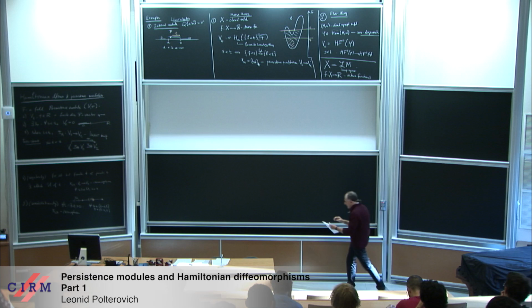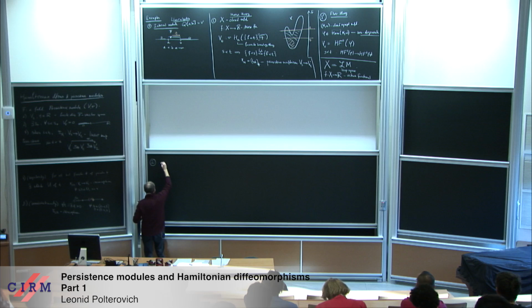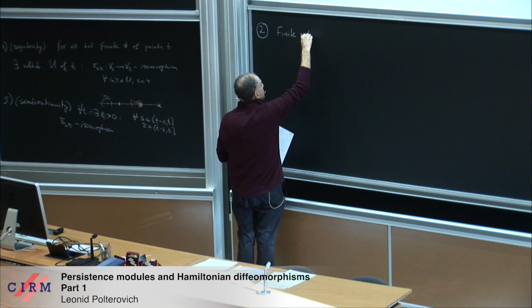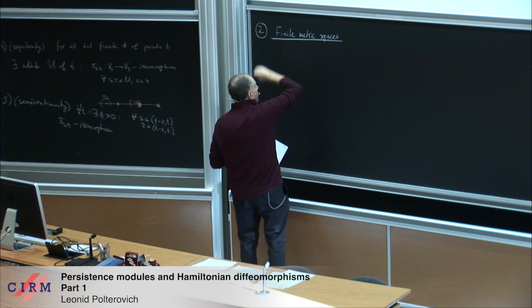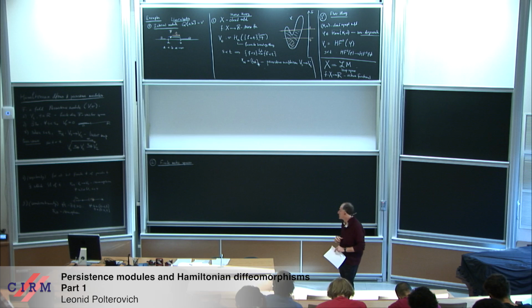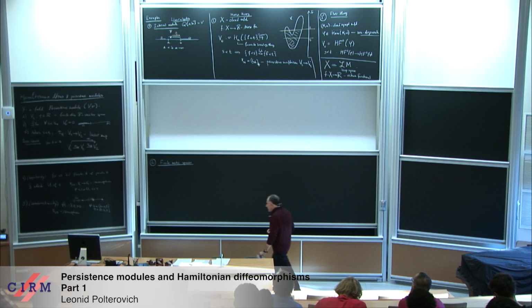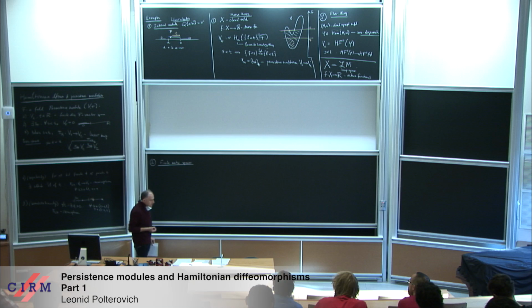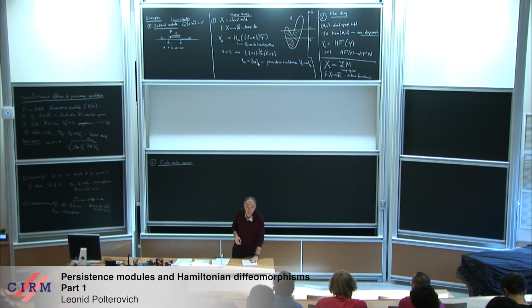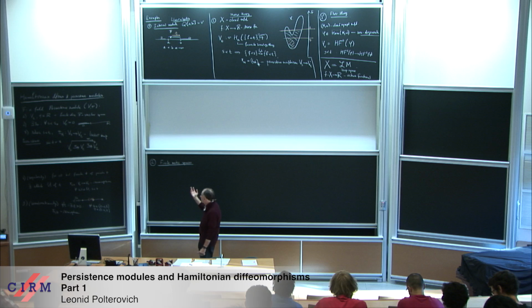So, second example is called finite metric spaces. Okay, so I will maybe say a few words. So this example has, at least so far, absolutely nothing to do with symplectic geometry. On the other hand, I would put it in the following way. This persistence module theory or persistent homology is often considered as a part of some applied field called topological data analysis, okay? And I think that this is a pretty beautiful mathematical ingredient of this topological data analysis.